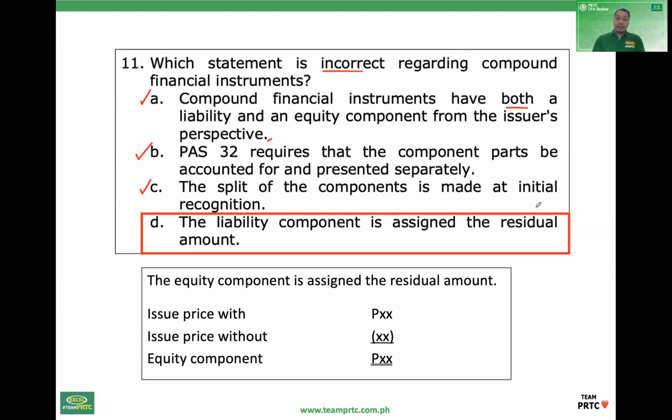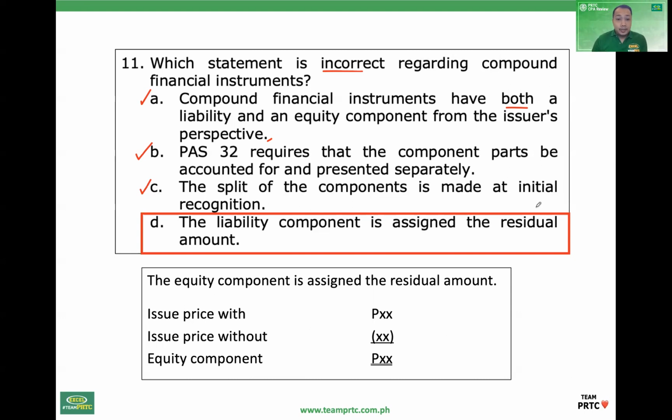Actually before, ang bonds with warrants, ina-allocate yung proceeds pro rata based on fair value. Tapos yung convertible bonds before, ina-account yon solely as bonds payable. Pero nung inadapt natin ang IAS 32, yung allocation hindi na pro rata, residual na yung equity. Tapos yung convertible bonds accounted for na rin as compound financial instrument. Hindi na siya solely as bonds payable.